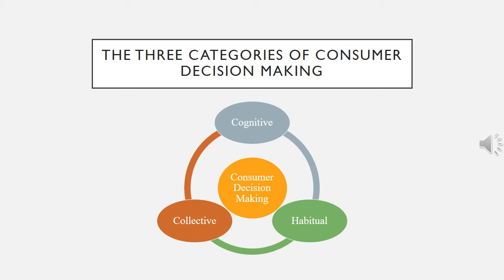Second is habitual decision making. It is a description of choices we make with little to no conscious effort. As an example, we go to supermarket, we just grab the things that we used to buy without looking at the brand and without having to think a lot about making decision to buy. And third is collective decision making. It is a situation where more than one person is involved in choosing product or service. This usually occurs in big corporation.